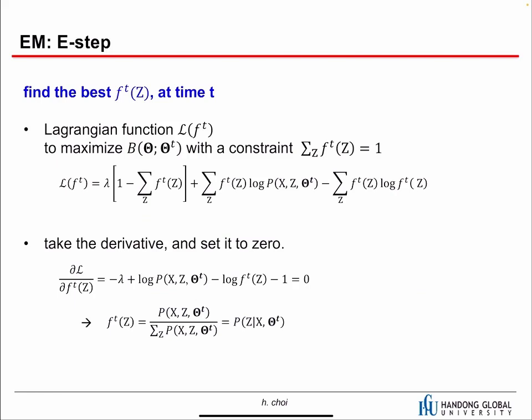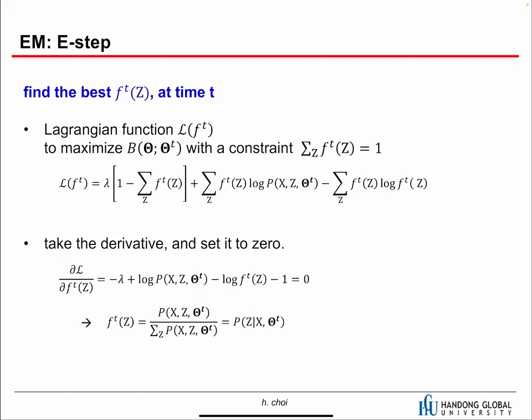As we did in the K-means algorithm, in the expectation maximization algorithm we have two steps. The first one is the E step. In the E step, we find the best f. In the previous slide, we said f of z is a probability distribution, and we don't know what it is. But now we're going to find the best f of z at time t.